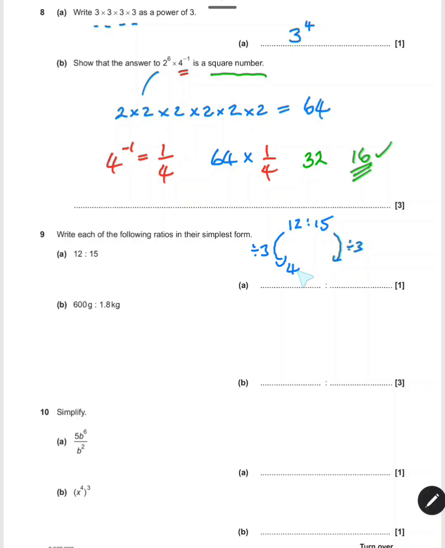12 divided by 3 is 4, and 15 divided by 3 is 5. That wouldn't simplify any further. 5 is a prime number, so there's nothing I can divide it by other than itself and 1.